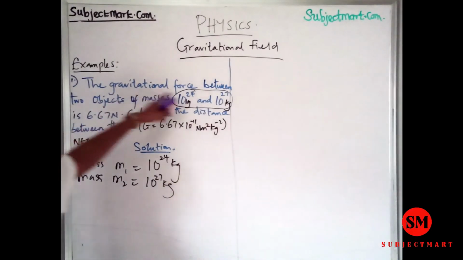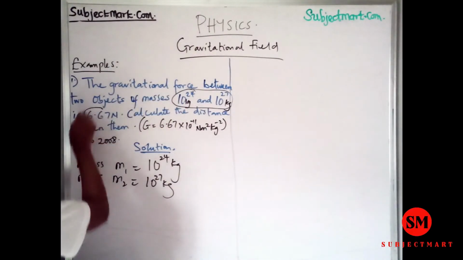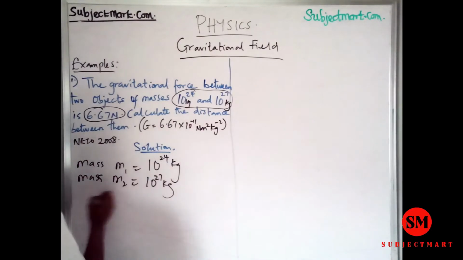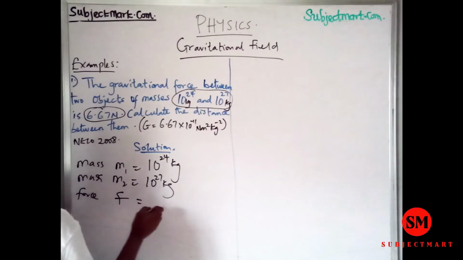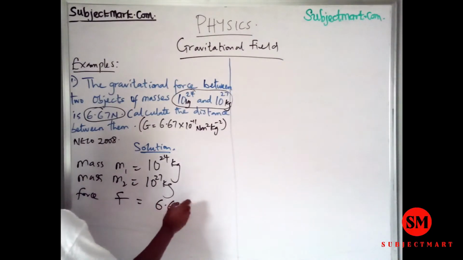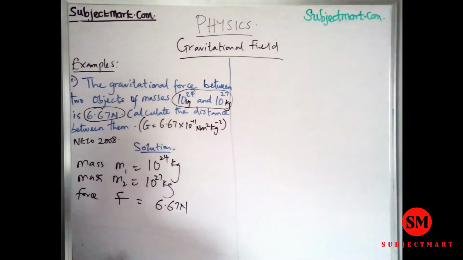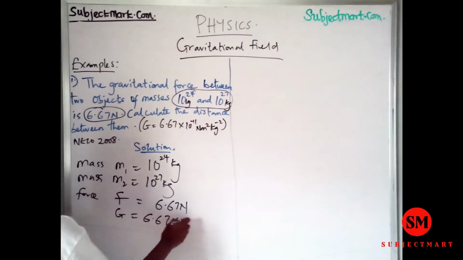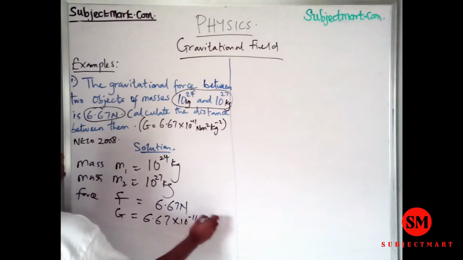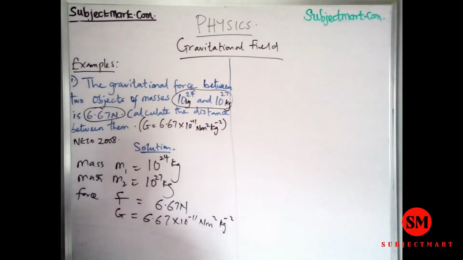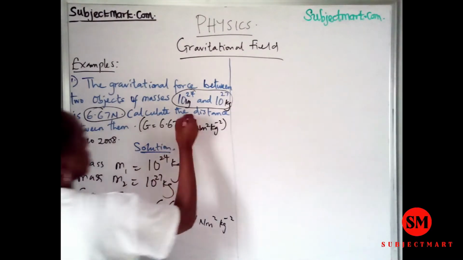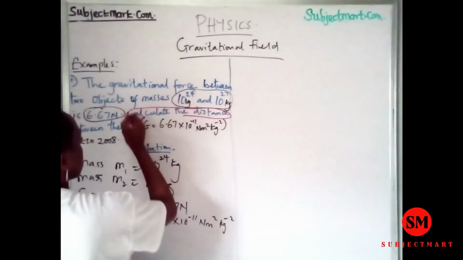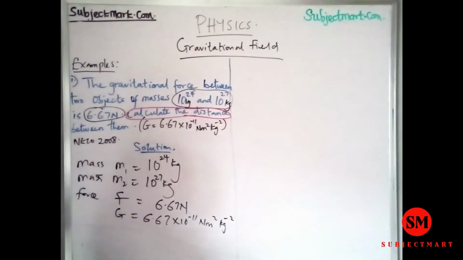And they said the gravitational force between them is 6.67. So they're giving us the force, which is F. The force F is equal to 6.67 Newton. And they're giving us capital G, which is 6.67 times 10 to the power minus 11 Newton meters. So what are we asked to find? Calculate the distance.